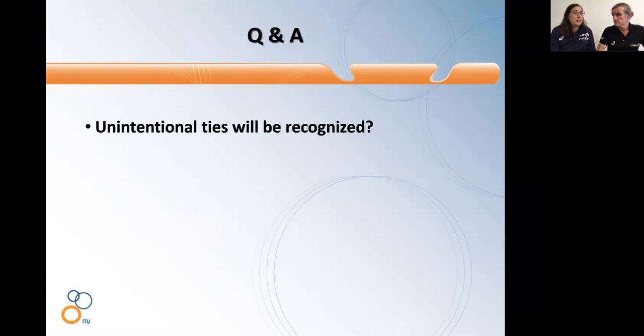So unintentional ties. What is an unintentional tie? An unintentional tie is when two athletes are going as hard as they can to the finish line, and they come across at what seems to be the exact same time. So they're not holding hands together? Or, no, that would be premeditated? Yeah, that would be an intentional tie, and that would be a disqualification.